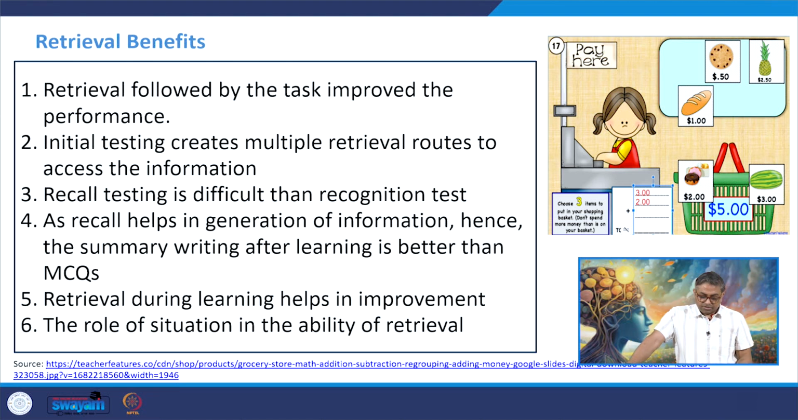Then another question comes: the role of situation in the ability of retrieval. When we talk about the situation, we have to understand that the situation could be a context, the situation could be a state of an individual. In what internal state an individual is in, or in what external environment an individual is in, and how these two situations are affecting the ability of retrieval.